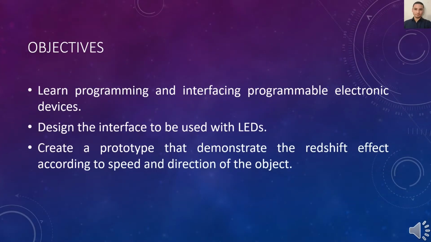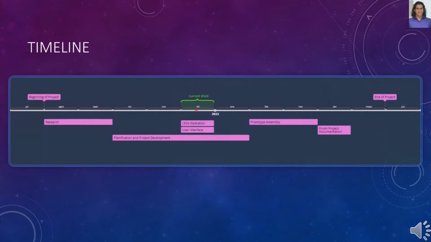The objectives for this project are: learn programming and interfacing programmable electronic devices, design the interface to be used with LEDs, create a prototype that demonstrates the redshift effect according to speed and direction of the object. In this timeline, we can see the predicted time frame for each of the deliverables throughout the lifespan of this project. And it includes the current phase we're in, and it shows that we're currently in sync with our planned schedule.